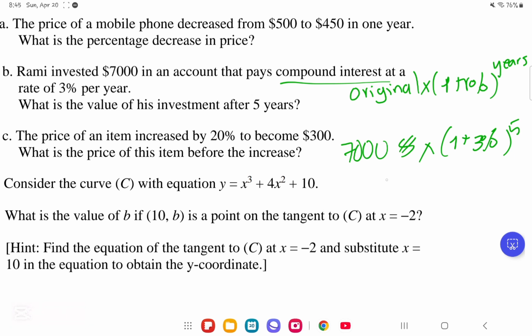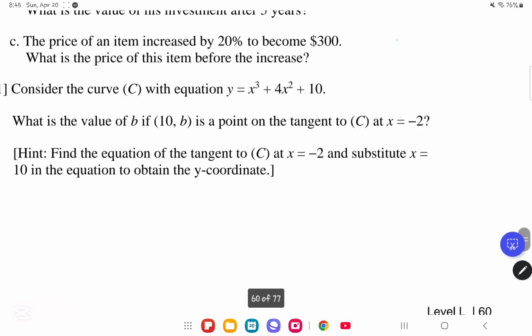You can put it on your calculator, 7,000 times 1 plus 3%, to the power of 5. They didn't say how to round, but if you are going to round it, it will be $8,115. Okay, so that is it for part B. We move on to part C.